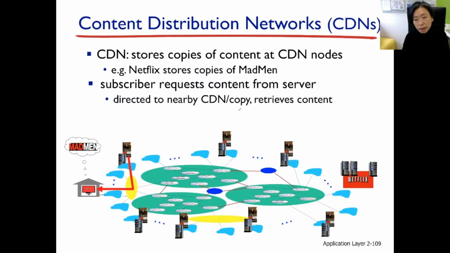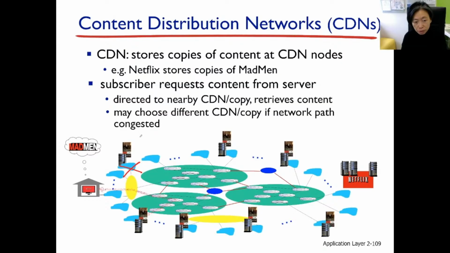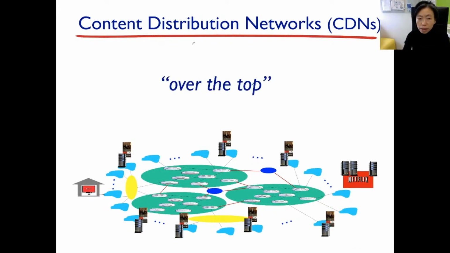What's nice about having a CDN is not just that the content is closer to the client. It also addresses this issue: if the network goes bad here, from the first CDN, the client can choose a different CDN where the network congestion is lighter and go this way. A CDN working this way is also called an over-the-top service. Allow me to explain; it's better explained by illustrating it this way.